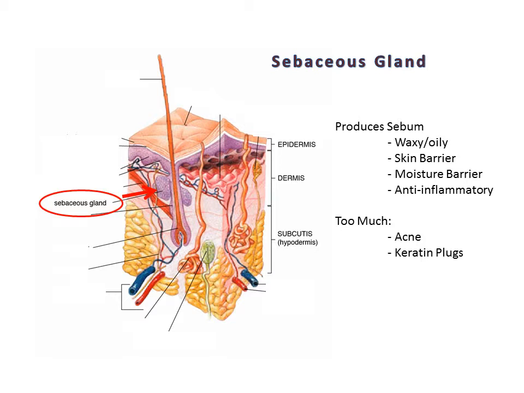Now, too much sebum can cause problems. In particular, we've all had it, acne. Some of us are blessed where we never have this problem with acne. Some of us are not blessed with that. And then we have keratin plugs. A keratin plug is when the keratin builds up and blocks off the follicle opening at the scalp. And then the hair gets stuck in the epidermis dermis layer.